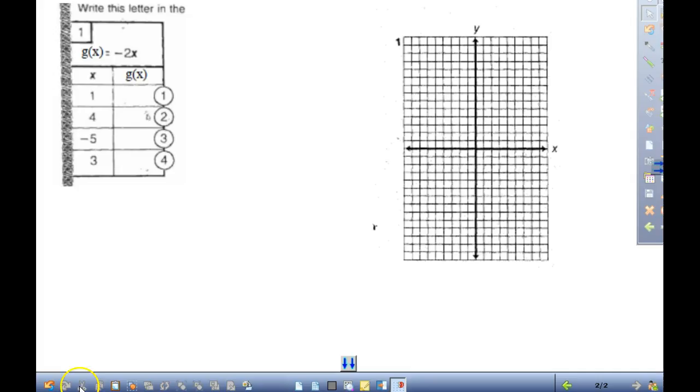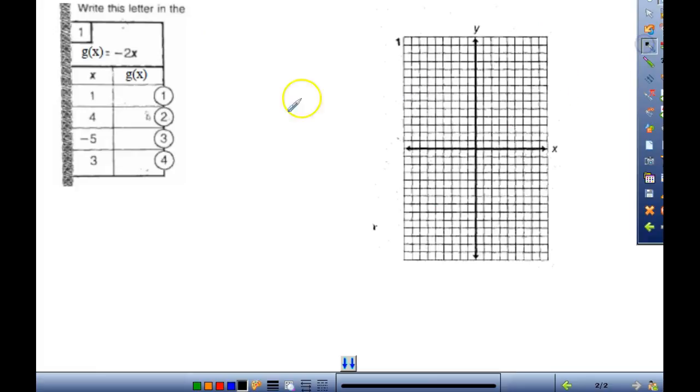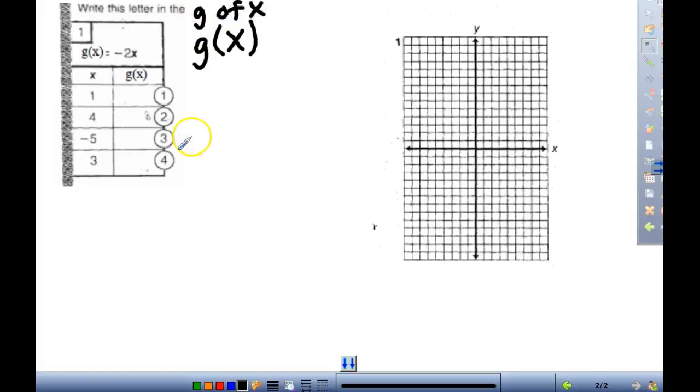Okay. We want to graph these equations. Now you notice it doesn't have a y in here. It has this part right here, so it looks like a G with parentheses. That's actually pronounced G of X. Just so you know, so we say it properly. So when you're talking using this, say G of X equals negative 2x.